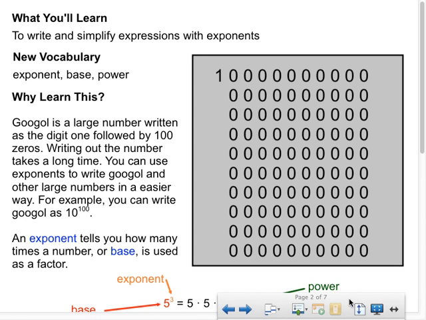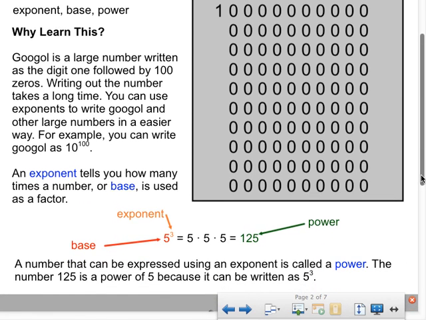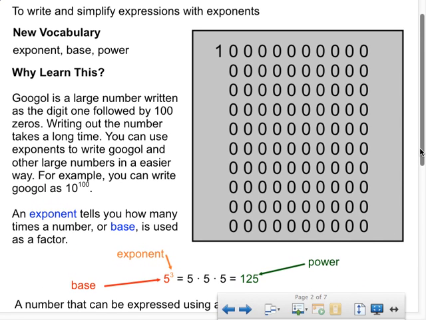Well, what we're going to talk about today is what happens when you take the product of something over and over again, the same number over and again. You can represent that with an exponent, okay? So something I want you to take notice of. We wrote this big number, this Google. There's how many zeros? 100. Look at my exponent. 100.